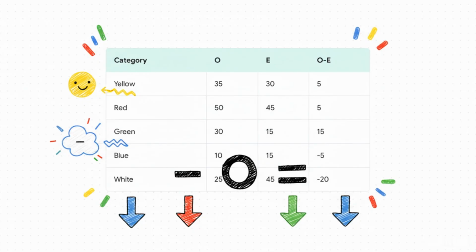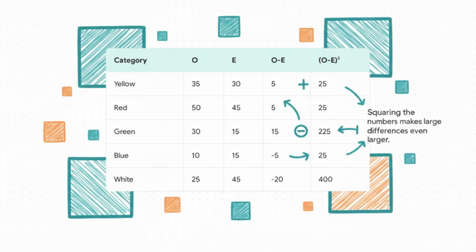So for yellow, that's 35 minus 30, which is 5. For white, it's 25 minus 45, which gives us negative 20. We just go all the way down the column like that. Simple. Step 2, we square that difference.